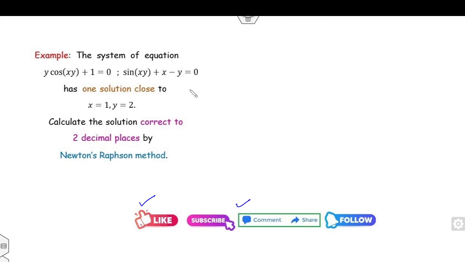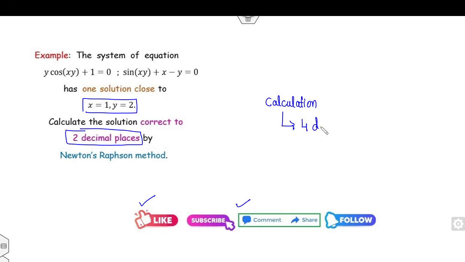Now look at this another question. This is a question related to the sine and cosine. Initial solution is given to you. You have to do all those calculations up to the 4 decimal places. So that means your target is to do all the calculation up to the 4 decimal places.